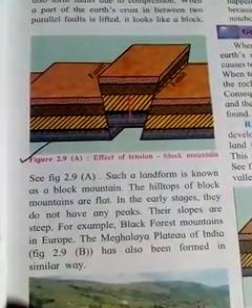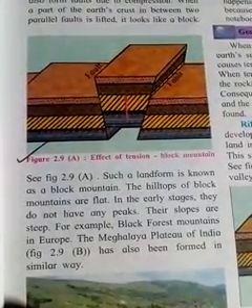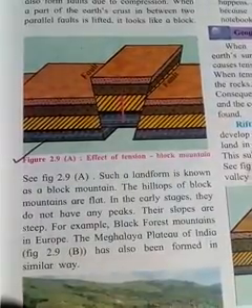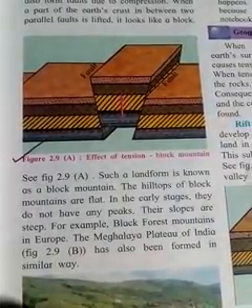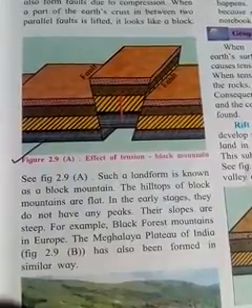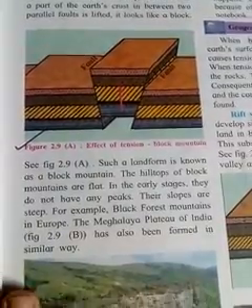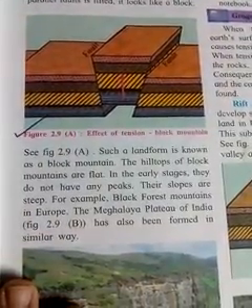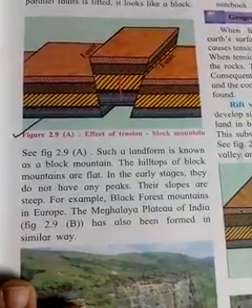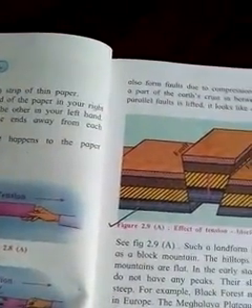The hilltops of a block mountain are flat. In the early stage, they do not have any peak. Their slopes are steep. For example, the Black Forest Mountain in Europe and the Meghalaya Plateau in India have been formed in a similar way.